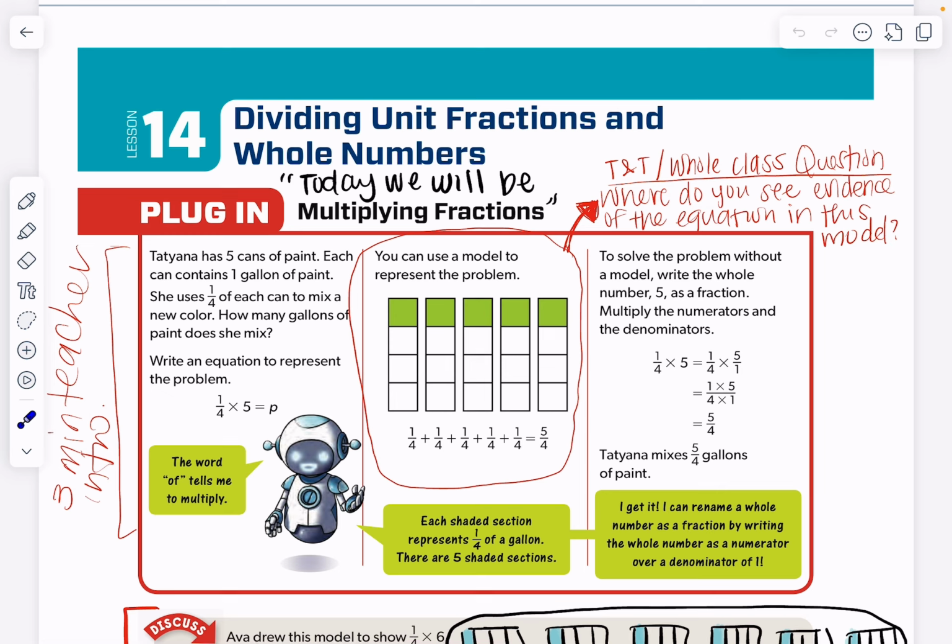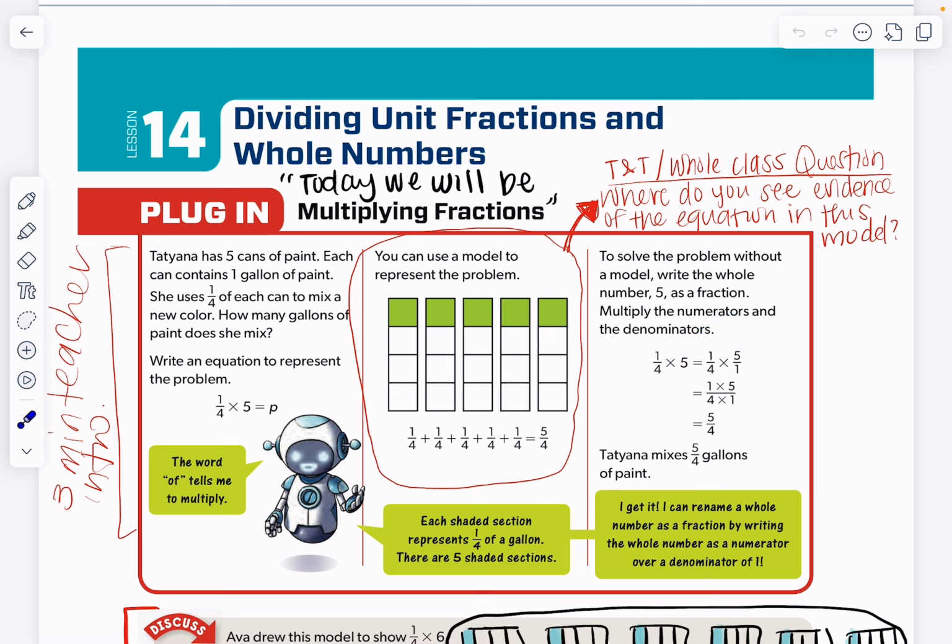The last thing that students will be doing today is actually multiplying that unit fraction by the whole number using the standard algorithm. So anytime we see a whole number, we can rewrite it as a fraction by putting that whole number in the numerator and putting a denominator of 1 at the bottom. So instead of 5 wholes, we are now working with 5/1.